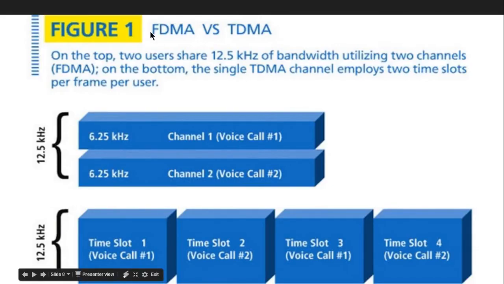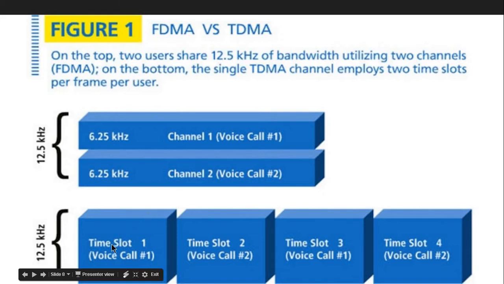Here's a little bit better of a drawing. Okay, this says on top, the two users share the 12.5 kilohertz bandwidth utilizing two channels. FDMA is on the bottom. The single TDMA channel employs two time slots per frame per user. So you're seeing the NXDN on the top. We've got 12.5 kilohertz. Here's a 6.25 channel 1, and here's a channel 2 on the same amount of channel.